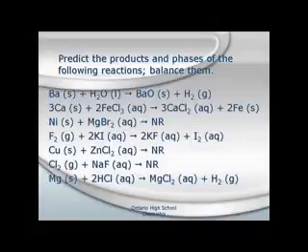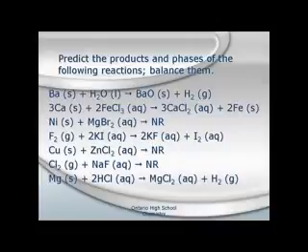Welcome back. Let's see how you did. The first reaction, we have barium metal being added to liquid water. Barium is above hydrogen on the activity series, so this reaction will occur, and the products will be barium oxide and hydrogen gas. In the next one, we have calcium metal being added to iron 3 chloride, and calcium is higher than iron on the activity series, so it will form calcium chloride, aqueous, and iron metal.